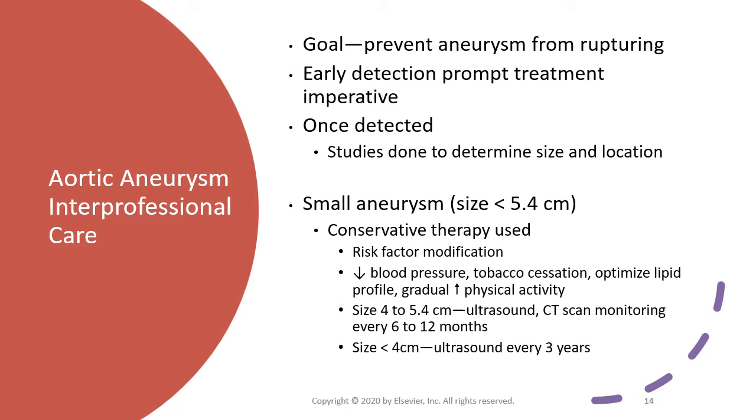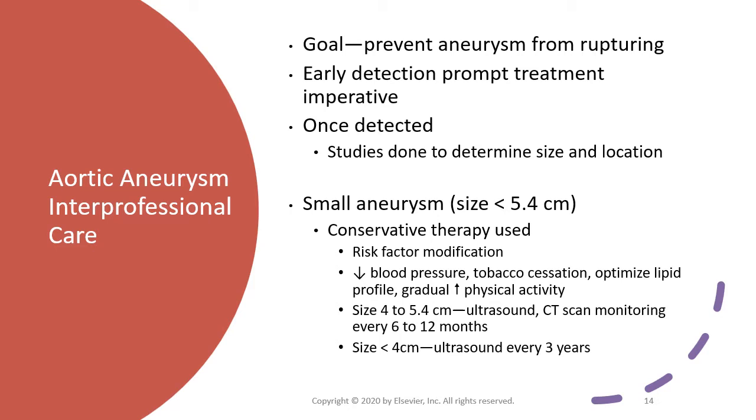Conservative medical therapy for small asymptomatic AAAs, less than 5.4 centimeters, is the best practice. This consists of risk factor modifications such as ceasing tobacco use, decreasing blood pressure, optimizing lipid profile, and gradually increasing physical activity. Hypertension, hyperlipidemia, diabetes, and other cardiovascular disease risk factors should be managed. A statin and an ACE inhibitor could prove to be beneficial.